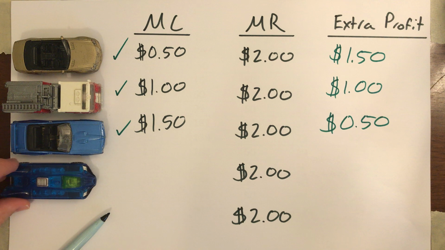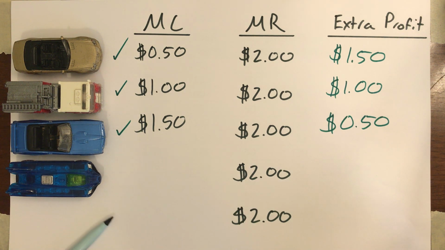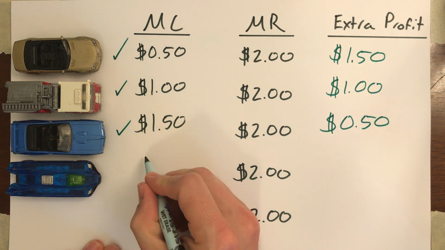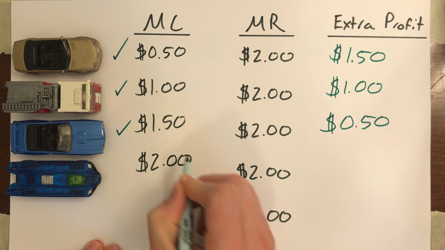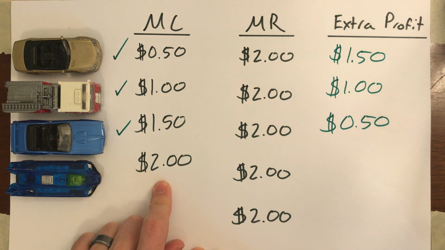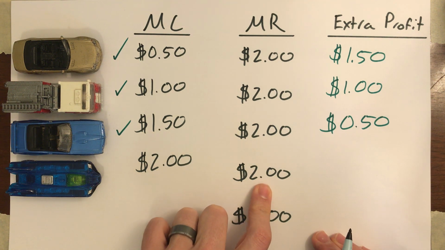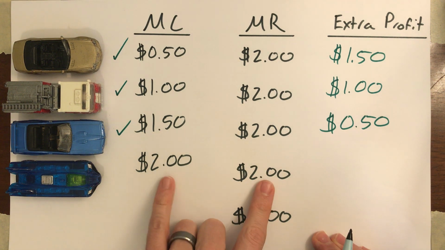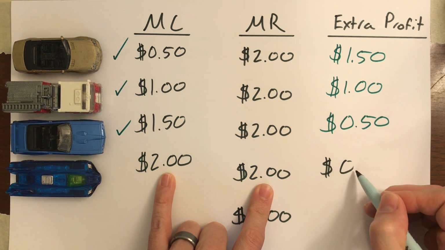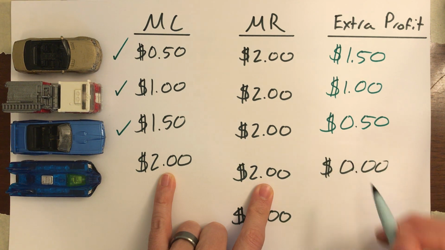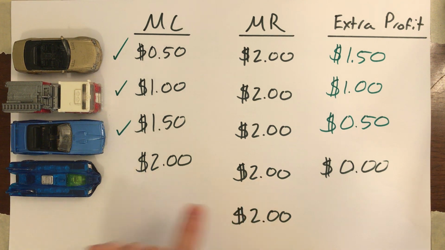Now, introduce car number 4. For this fourth car, we'll say that the marginal cost has gone to $2. Marginal cost is $2. Marginal revenue is also $2. So if I produce this unit, I'm making 0 in extra profit. Do I want to produce this unit or not?